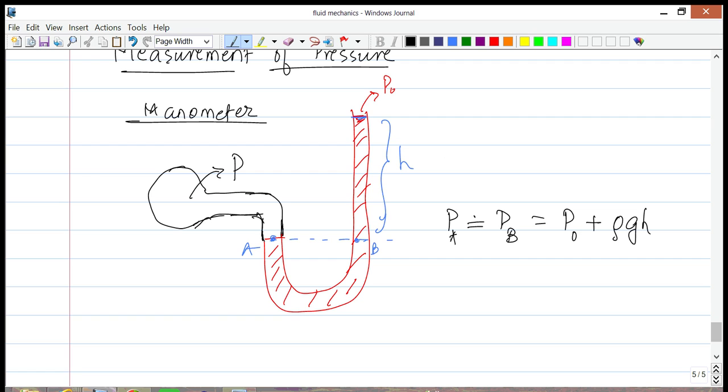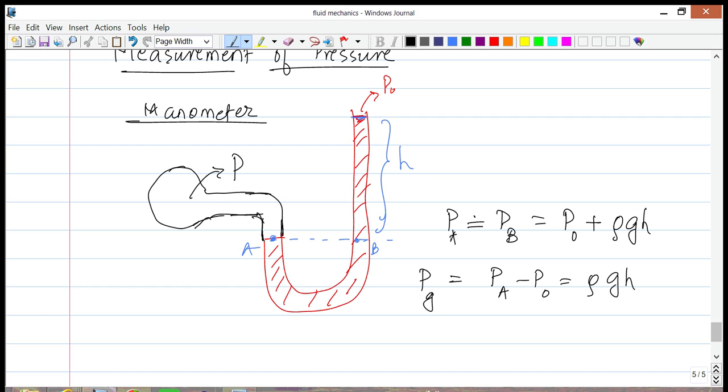So the pressure at this location can be determined by the simple equation that we already know. And in order to find the gauge pressure of whatever is contained in here, P gauge is going to be PA minus P0, which is rho g h.